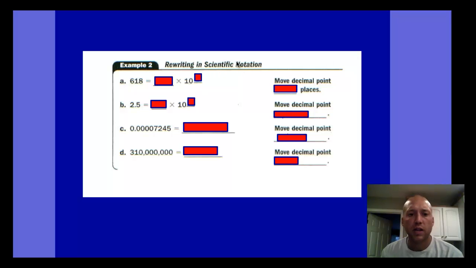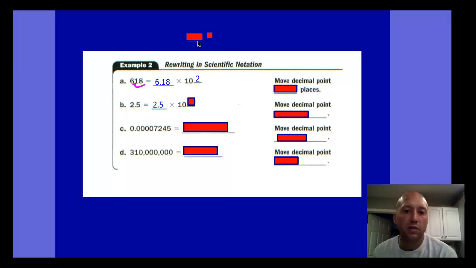So we can actually write in scientific notation, go the other way, so 618. Move the decimal place. Right now it's after the 8. I want to move it so it's between the 6 and 1. So the number in front is going to be 6.18. That's the first step. The next thing is how many spots did I move? 2 spots to the left. So if I want to go backwards, I need to move it back to the right, so it's going to be positive 2.